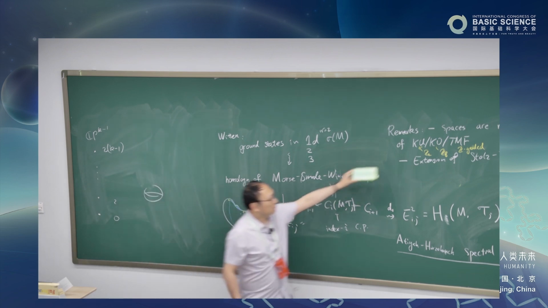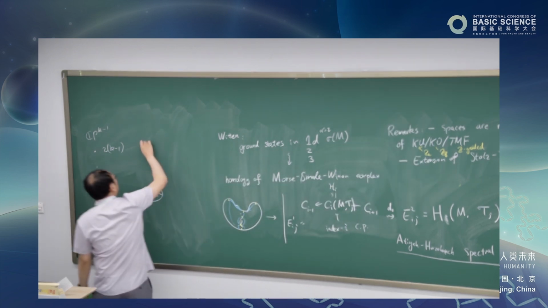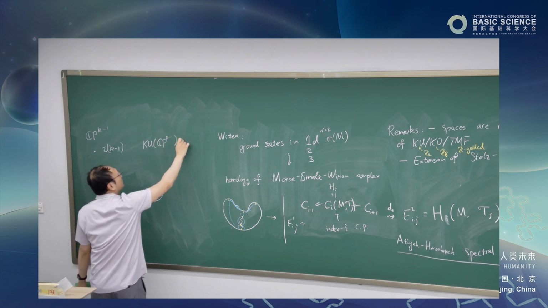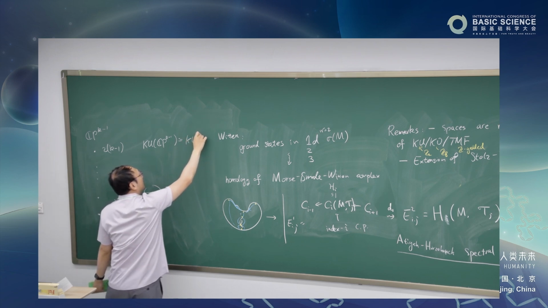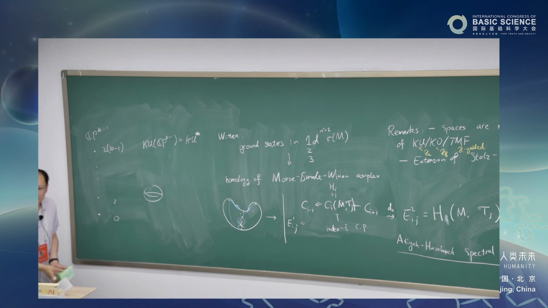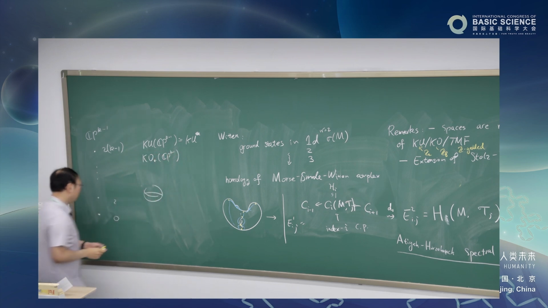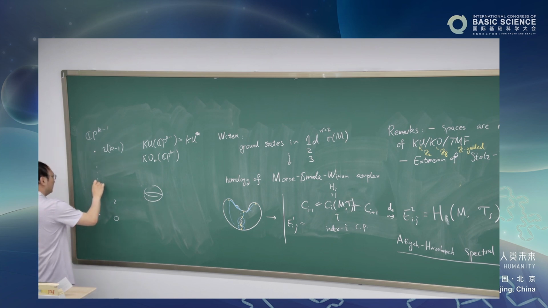And the same is actually true for KU. So KU of CP^(K-1) is just K copies of KU. It's again freely generated, but for KO, one needs to take into account some higher Morse flows. And there are higher Morse flows, for example, between those, also between 6 and 8.